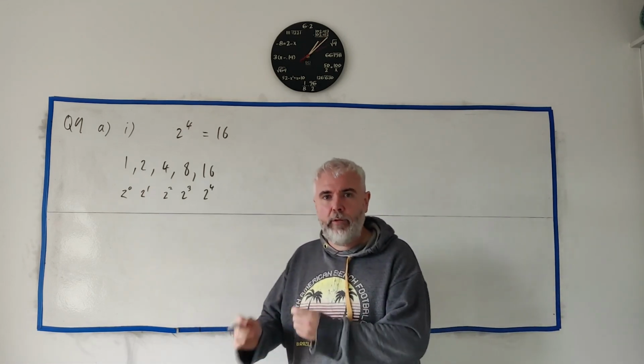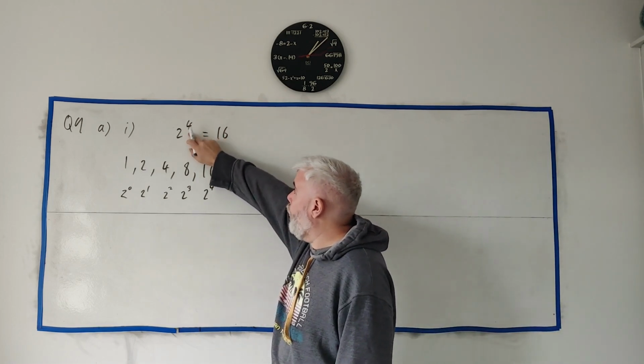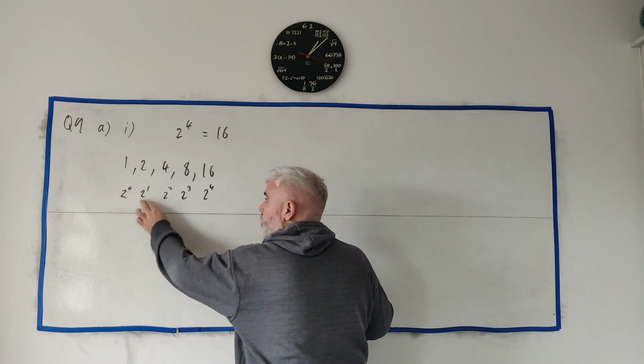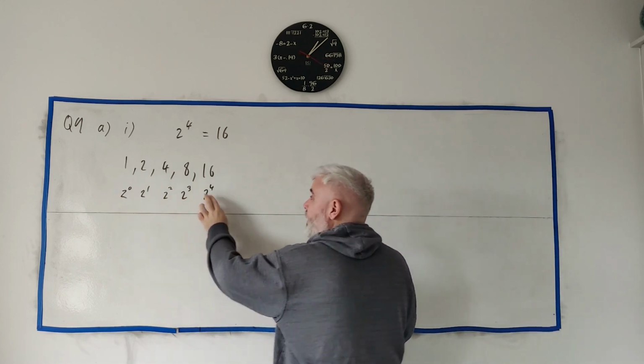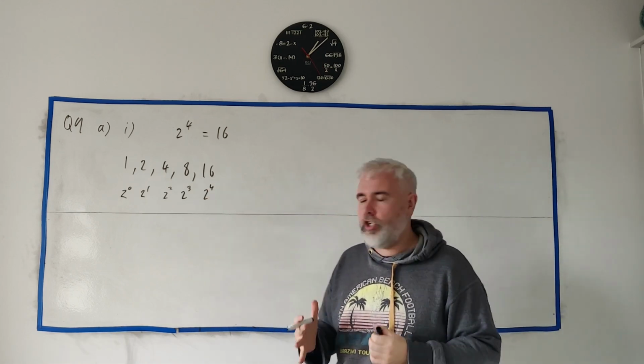What they're trying to help you see here is that all of the factors of 2 to the power of 4 are just 2 to the power of 0, 2 to the power of 1, 2 to the power of 2, 2 to the power of 3, and 2 to the power of 4 itself. Okay, that's what they're trying to show you here.